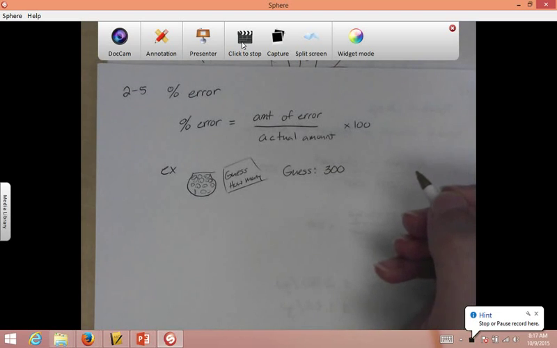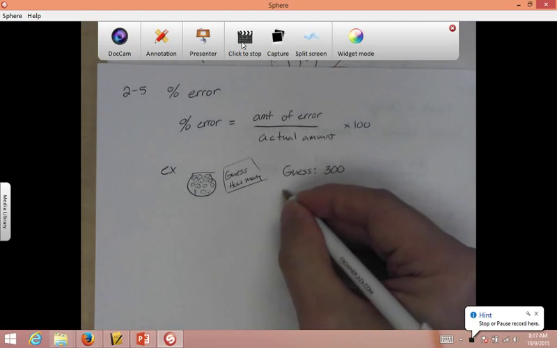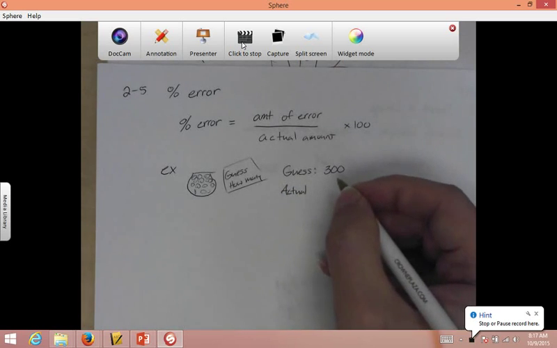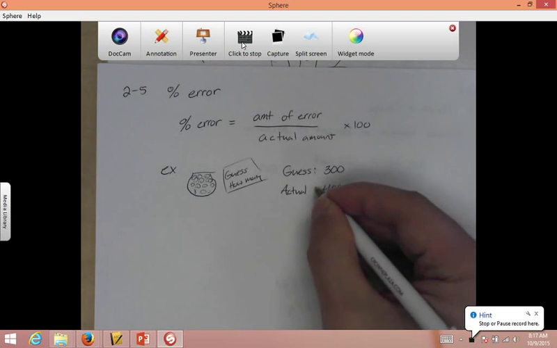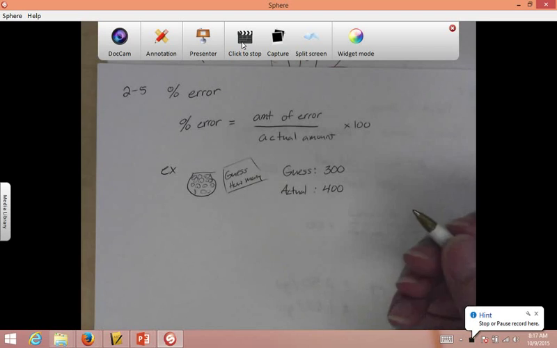Okay, so boys and girls, let's pretend that you guess 300. But let's also pretend that the jar, the actual amount the jar has, is 400. So let's see what the percent error was, what the percent mistake was. I think it's 100.